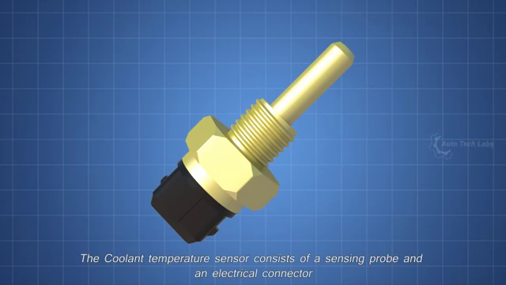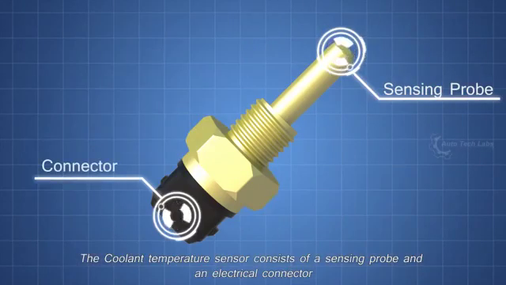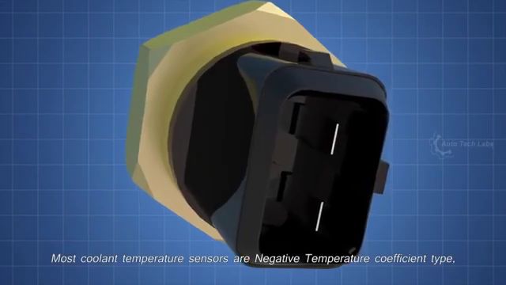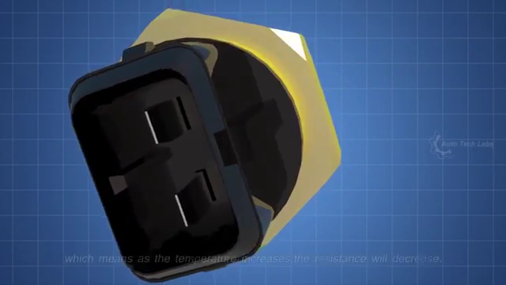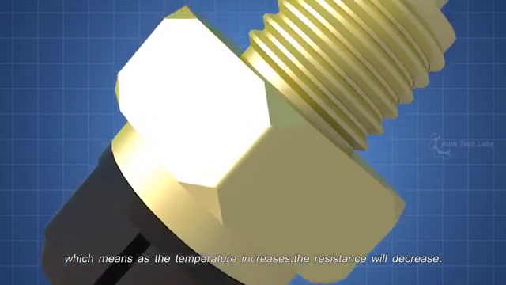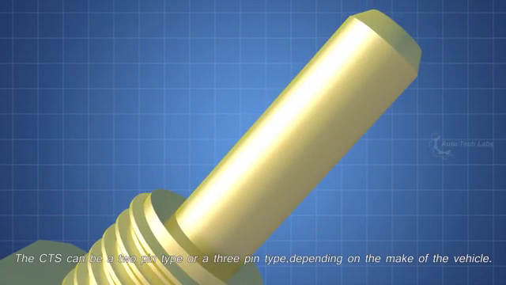The coolant temperature sensor consists of a sensing probe and an electrical connector. Most coolant temperature sensors are negative temperature coefficient type, which means as the temperature increases, the resistance will decrease. The CTS can be a 2-pin type or a 3-pin type, depending on the make of the vehicle. These are the main parts involved in an engine cooling system.